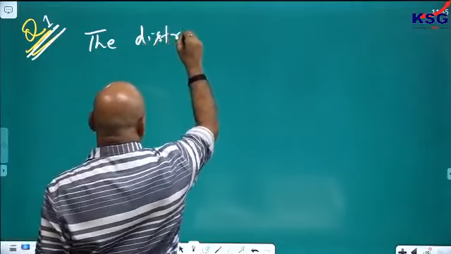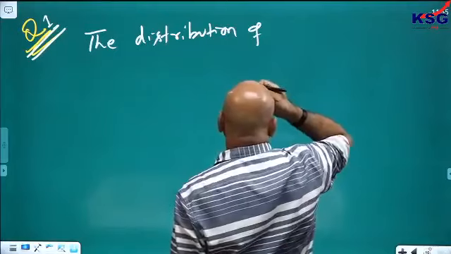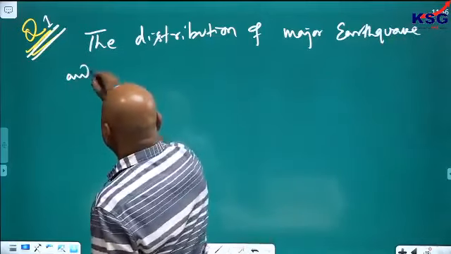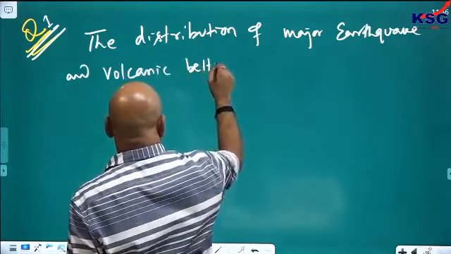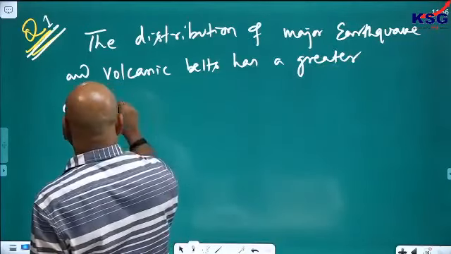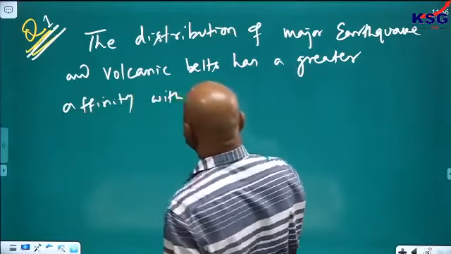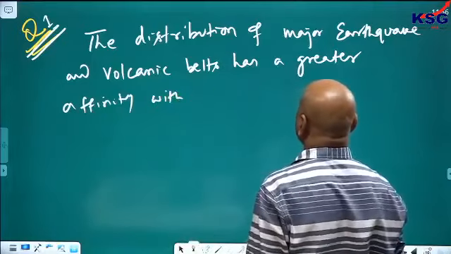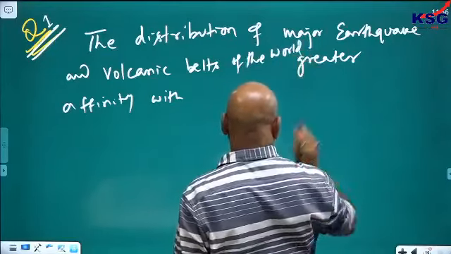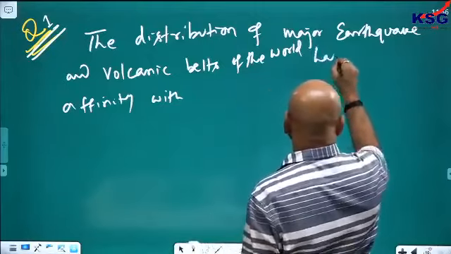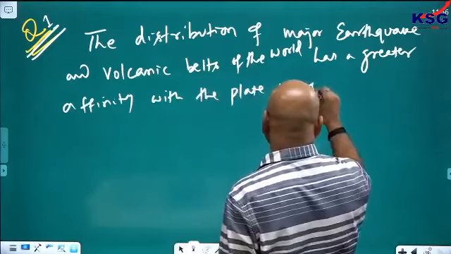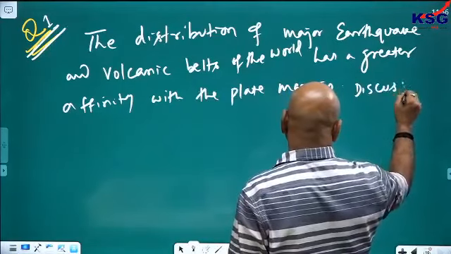The distribution of major earthquake and volcanic belts of the world has a greater affinity with the plate boundaries, plate margins. Discuss.